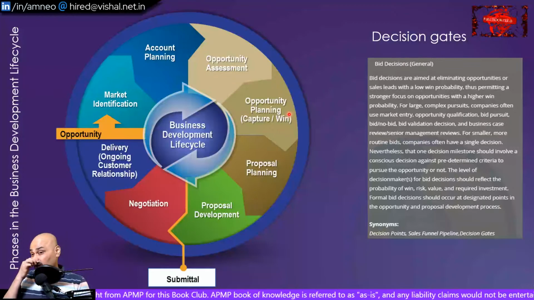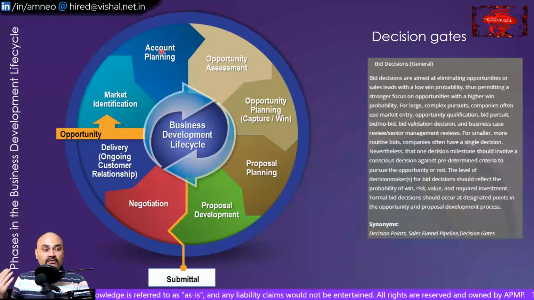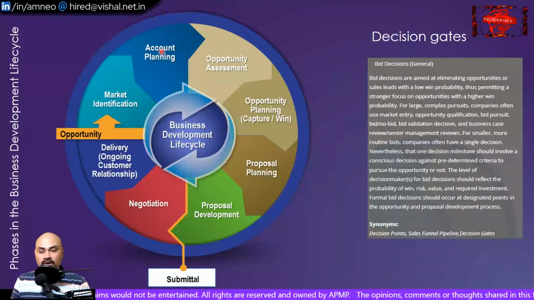Are we bidding for it? Okay, it might even start from here itself, market identification as well. So are we bidding for this industry? Let's say for your organization, till today they were only manufacturing soap, the hard soap, the cake soap. Now they want to start venturing into detergent powder.